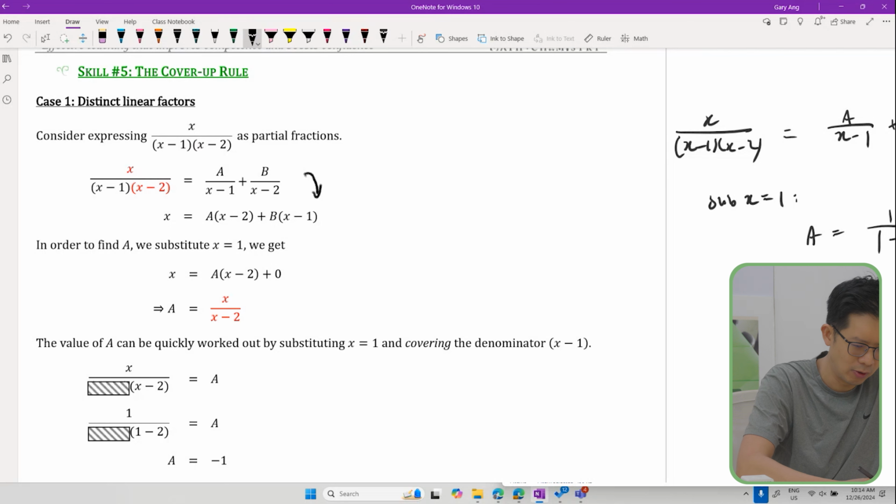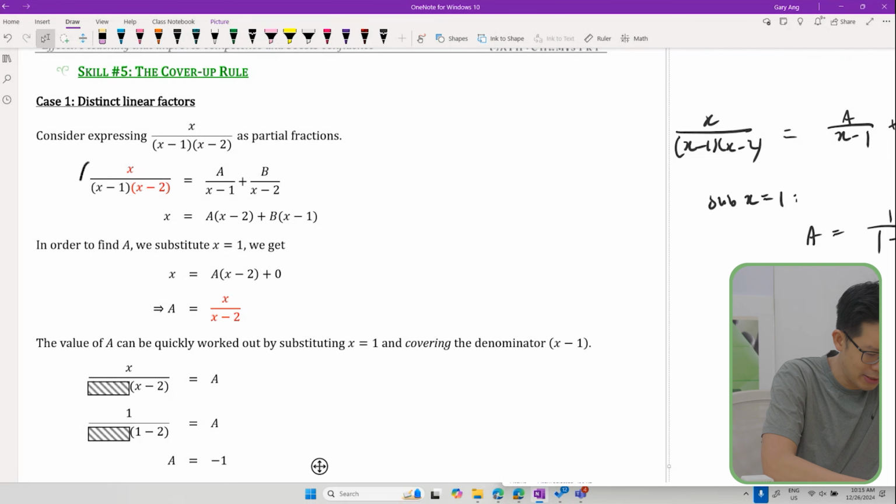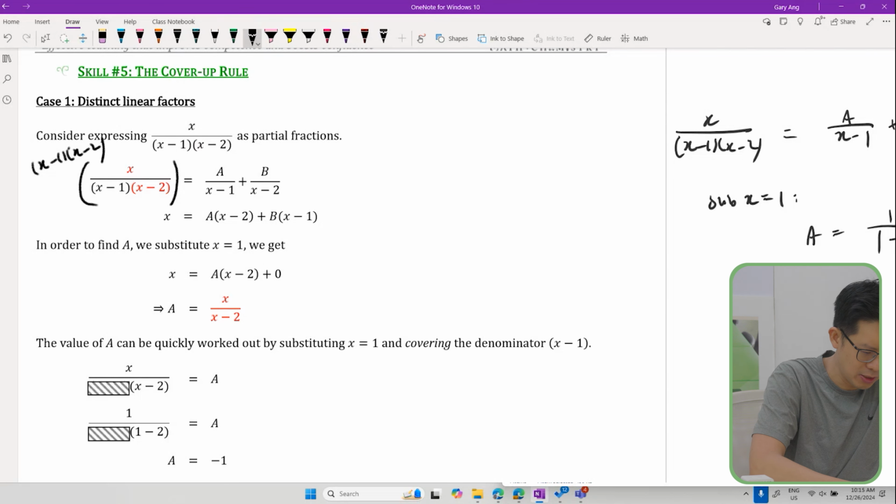This is what we call multiplying throughout. I like to call it flattening, because it's double decker, so we make it flatter. How do we do that? We multiply throughout by the common denominator, which in this case is x minus 1, x minus 2. So you multiply to the left and you multiply to the right.